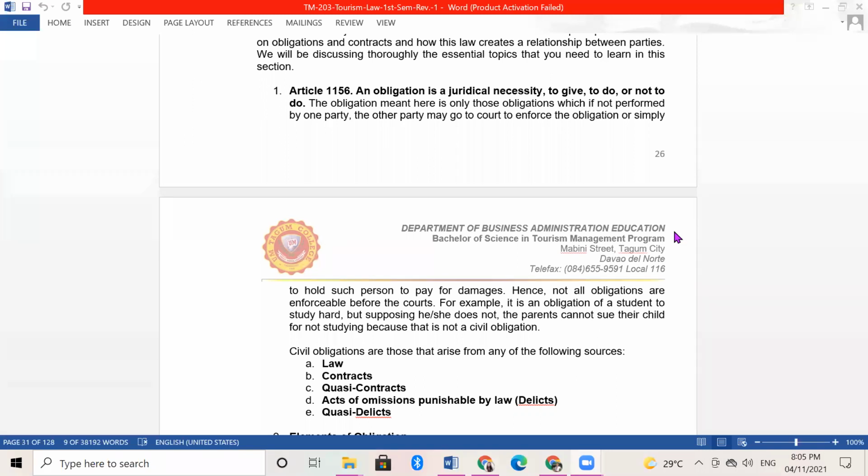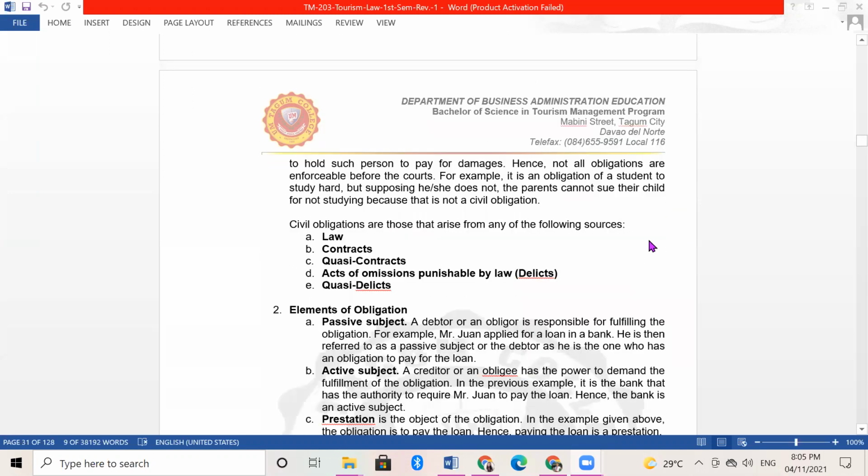The obligation meant here is only those obligations which are not performed by one party. The other party may go to the court to enforce the obligation or simply to hold such person to pay for damages. Hence, not all obligations are enforceable before the courts. For example, it is an obligation of a student to study hard, but supposing he or she does not, the parents cannot sue their child for not studying because that is not a civil obligation.